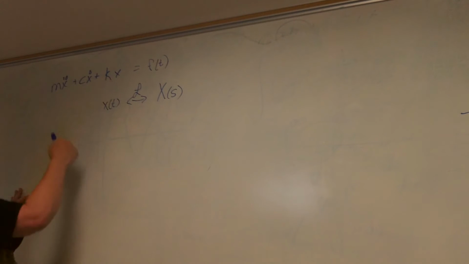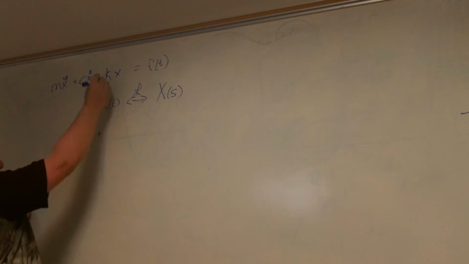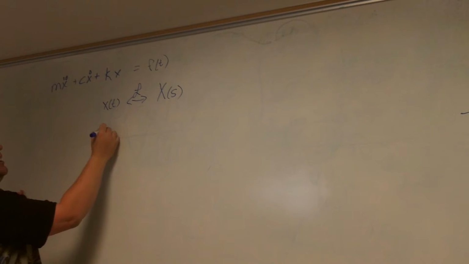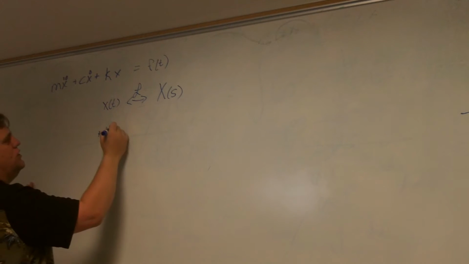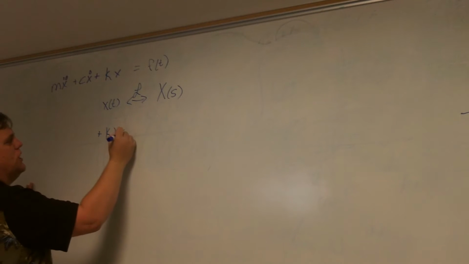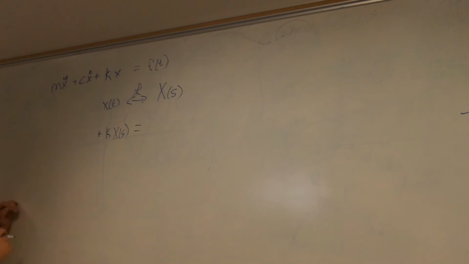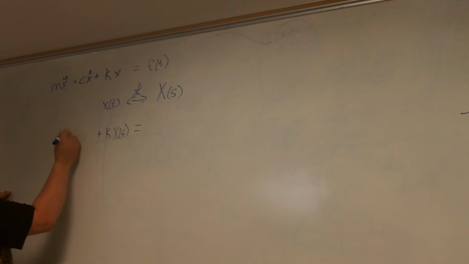So therefore, let me work from these terms. I've got k, that's just a constant. This is x of t, so when I take the Laplace transform, it goes to X of s. We agree? How about here? Well, this is x dot, so I've got plus c times x dot, but x dot just goes to sX of s minus x at 0.